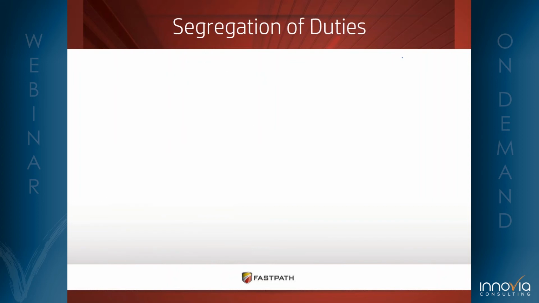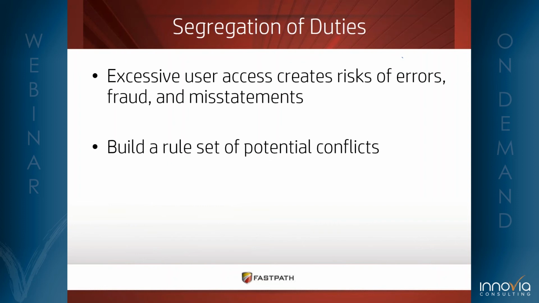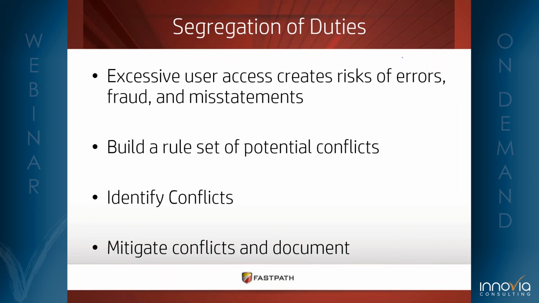For segregation of duties, there's 4 main areas that we want to talk about. The reason why we look for segregation of duties is because excessive user access creates risks of errors, fraud, and misstatements. Okay, so having users that have too much access in your system has the potential to create fraud, or errors. Somebody has access to a piece of the system that they're not familiar with. It doesn't fall into their normal line of daily or weekly or monthly transactions. So they may click on something that they shouldn't have, or they may do something that they shouldn't have in error. It doesn't always have to do with fraud.